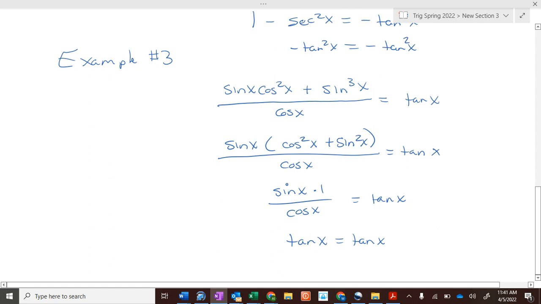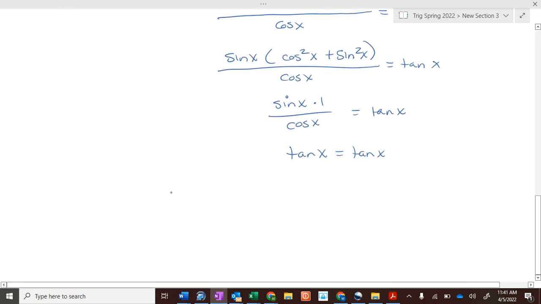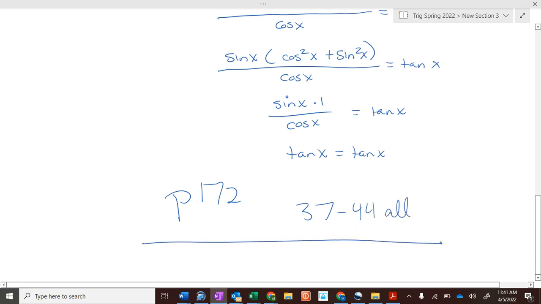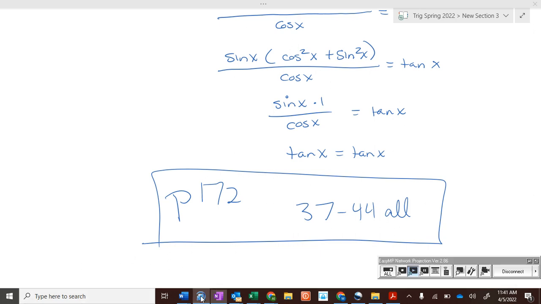Well, that should be enough for before lunch. On page 172, numbers 37 through 44, all 8 problems for you to do. You have 25 minutes to work on this. You should have no problem getting these done. Make sure you write out your work the way I did, things on both sides, problems the way they appear in the book right away, and so on.